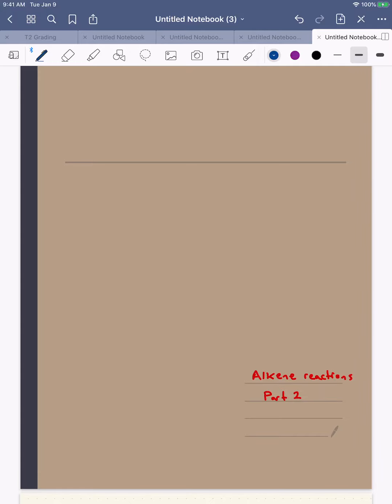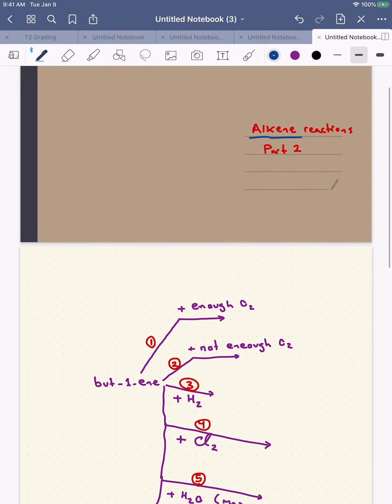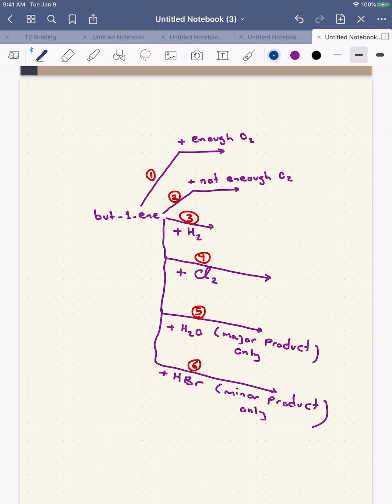We are going to look at reactions of alkenes, and I have butene one more time. So this time I'll give you all possible 6 reactions that you need to know this year. So if we start with but-1-ene and reaction pathway 1, if you have enough oxygen, what happens? And if you don't have enough oxygen, what happens?